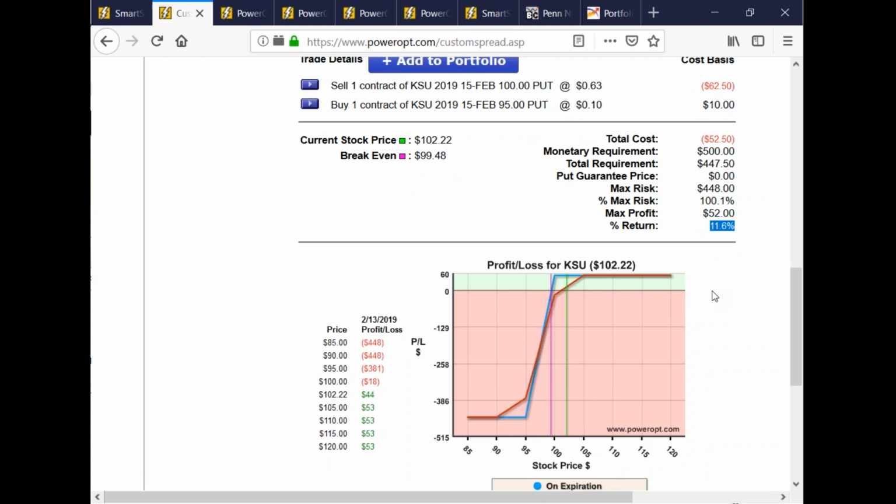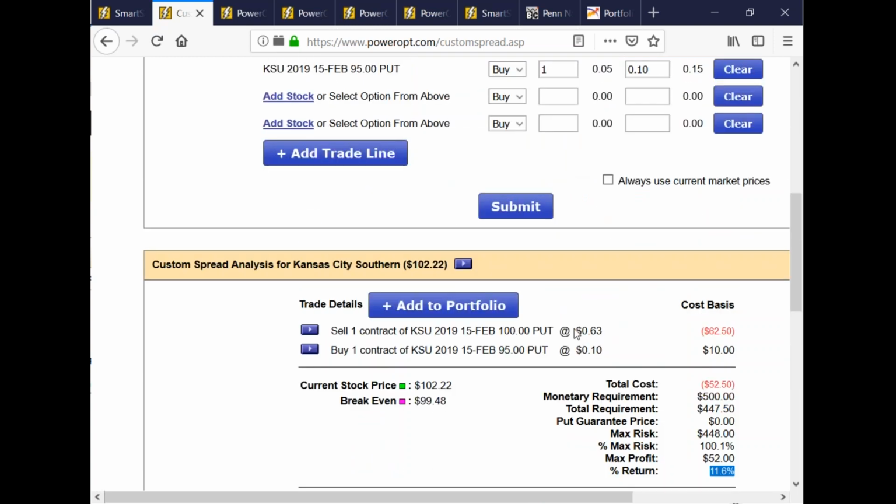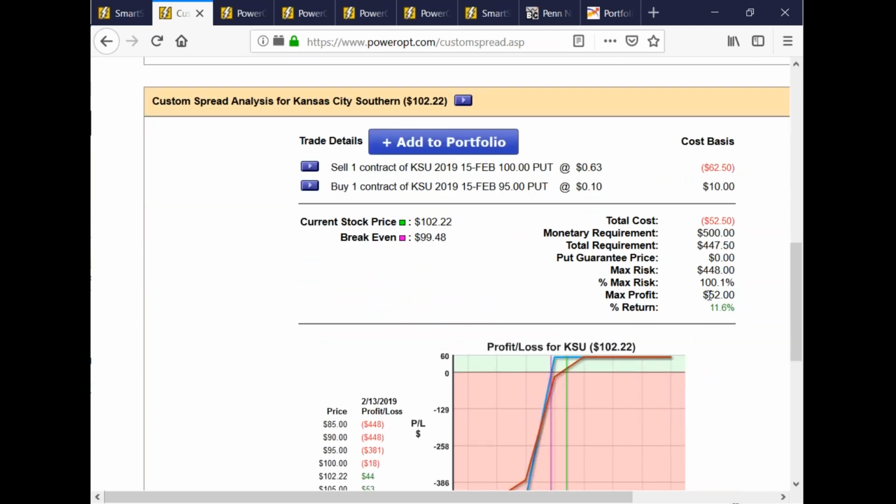So although the value of the short option was negated by the long option in our initial position on Galapagos, the net premium was 3 times what we're seeing here for an option that is undervalued and is in the lower range of its percent implied volatility range.